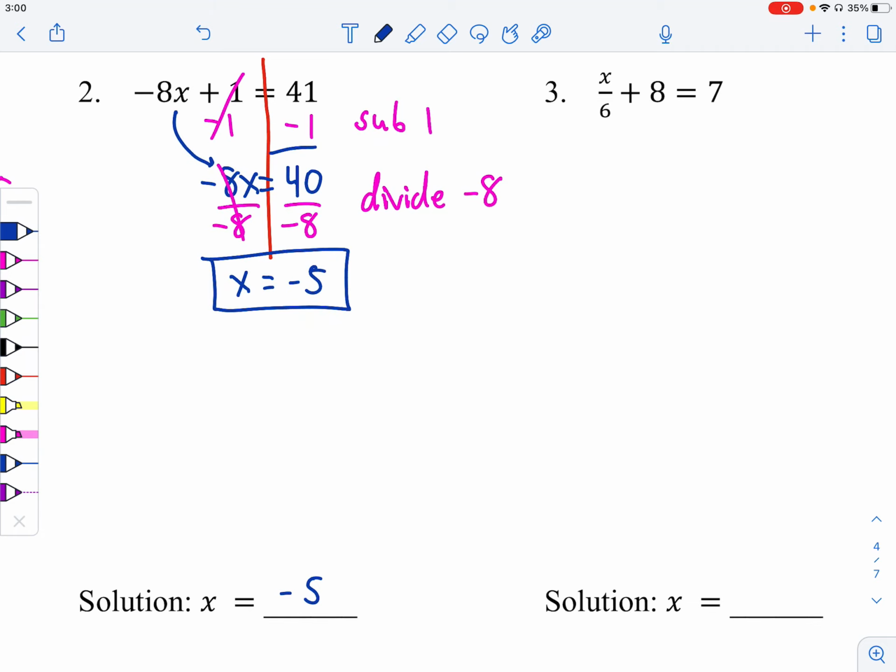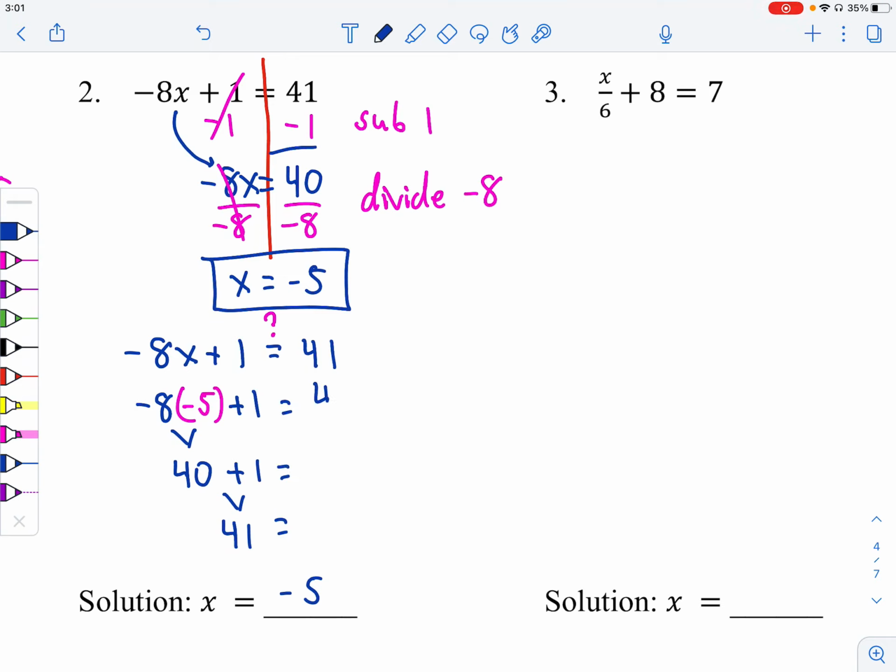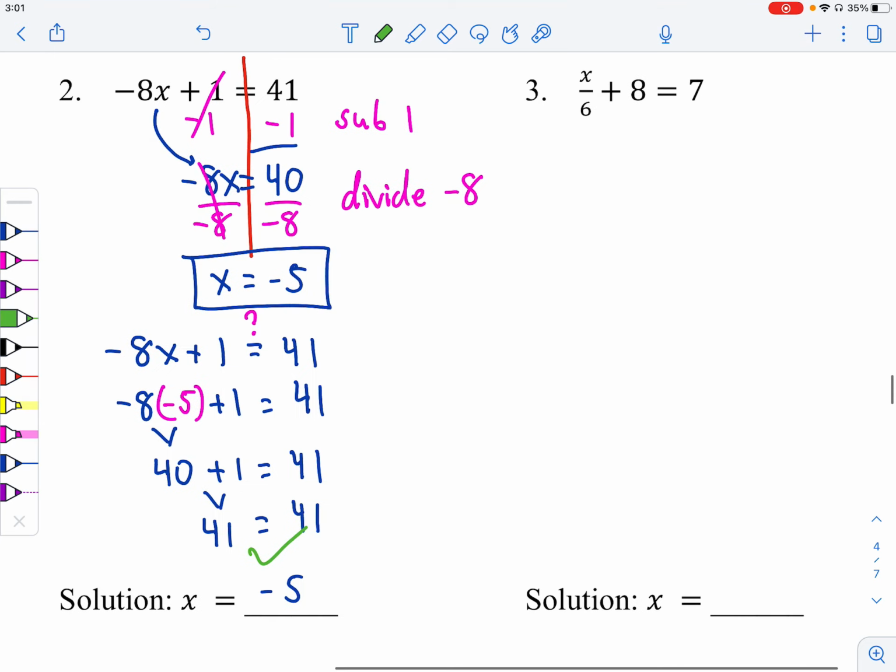Okay, and we're going to check our answers. So we have -8x plus 1 has to be equal to 41. Right? Is this equal? So if we substitute our -5 for x, it should end up to be 41. So -8 times -5, positive 40, plus 1, that is 41. Right? So this is equal. Left side, right side is equal. Check. That is correct. Right, so our solution is -5.